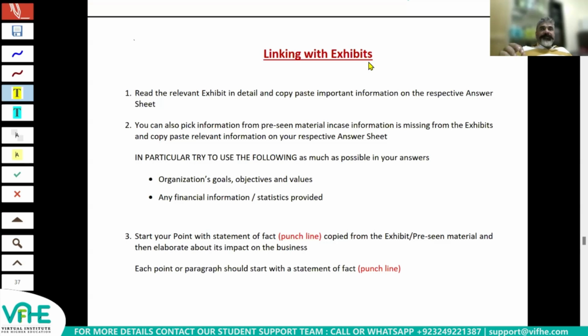Eighty or let's say 85% of the information is in the exhibit, but from the pre-seen, you can pick up some information if required. Your first priority should be the exhibit. If you're able to cover all the required points from the exhibit, no need for the pre-seen. But if you are not able to find sufficient points from the exhibit, then you can refer to the pre-seen to add or fill more points. Clear?